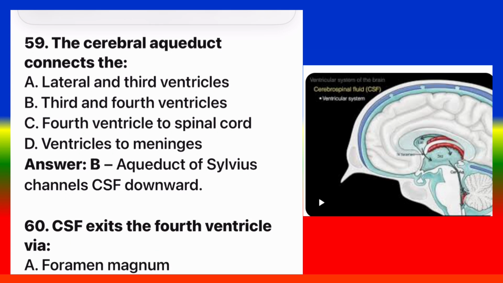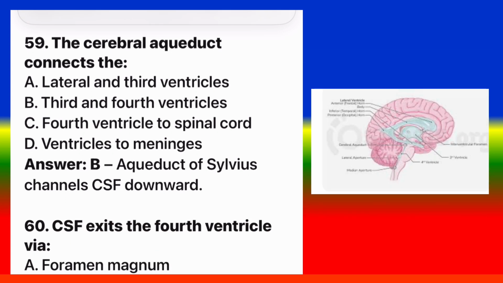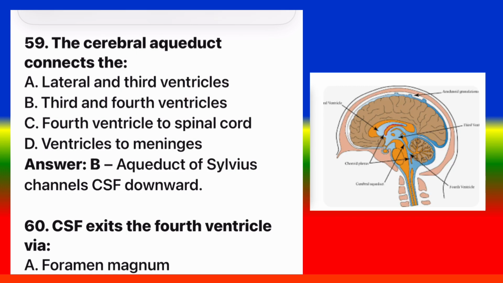59. The cerebral aqueduct connects the A. Lateral and third ventricles, B. Third and fourth ventricles, C. Fourth ventricle to spinal cord, D. Ventricles to meninges. Answer B. Aqueduct of Sylvius channels CSF downward.